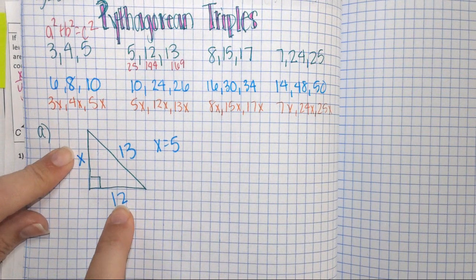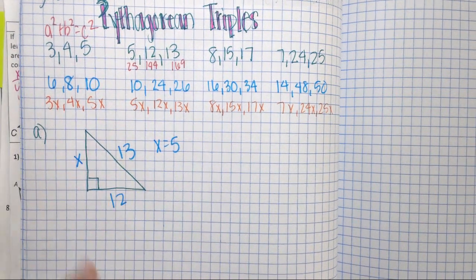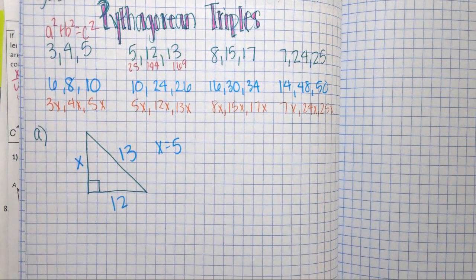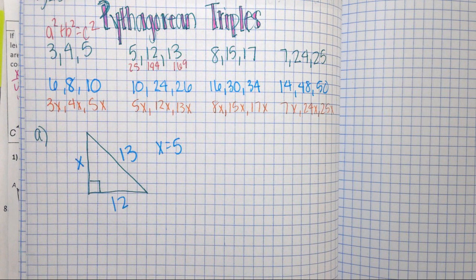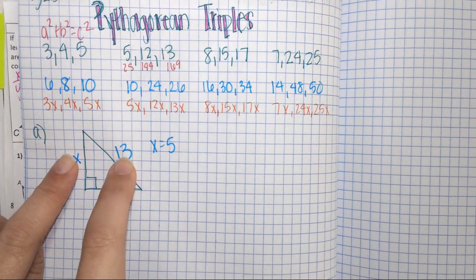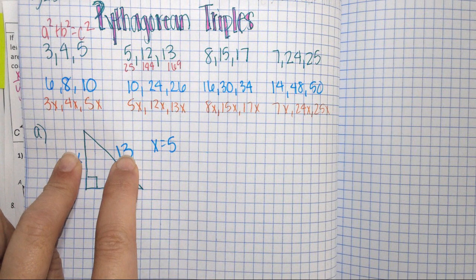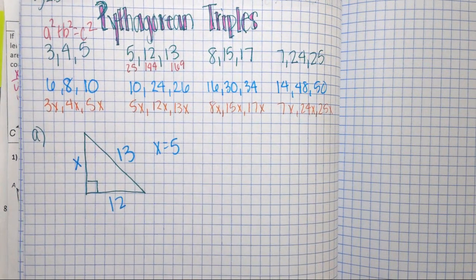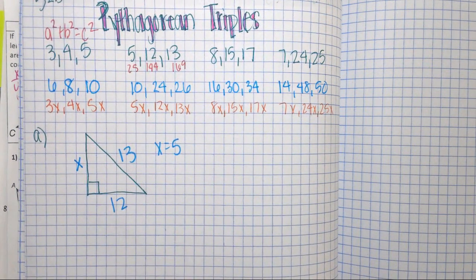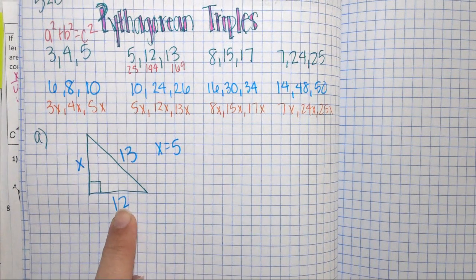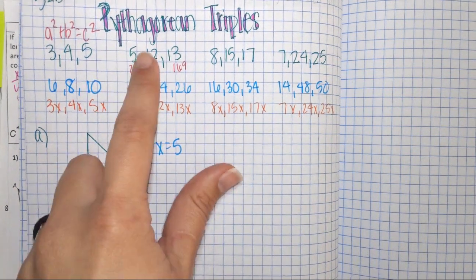If it was 12 and 5, how did I do this? If I had 5 and 12 here, this would be 13. Is that what you're asking? If I would have had 5 there instead of 12, it would still be 12 right here? Yes, this would be 12 because it's part of that triple.